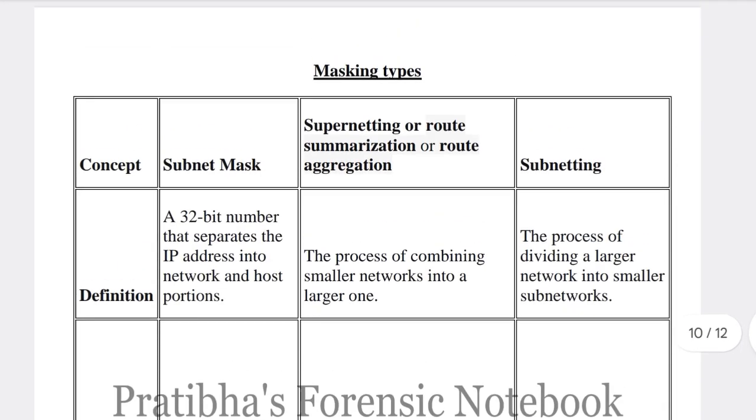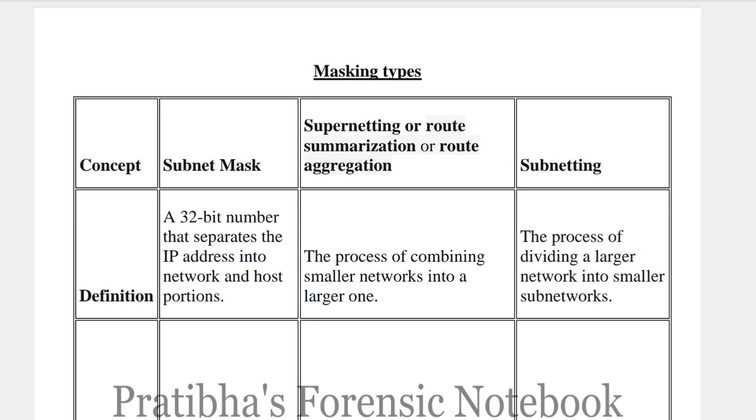Then about masking. So what is masking, guys? Masking identifies the boundaries between host ID and network ID. Okay. So it just sees the length: till this portion it is host ID, and from the next portion this is network ID. So it just gives the length to these ranges. Okay. Masking is for dividing into subnet mask, supernetting, and subnetting.